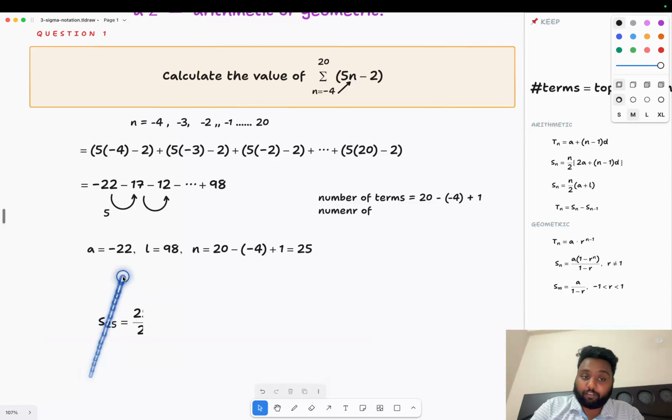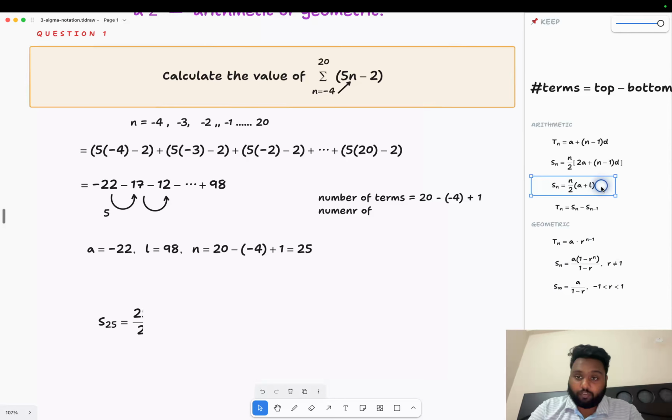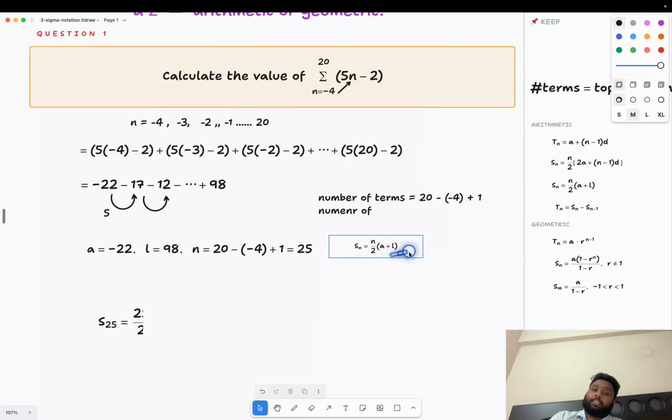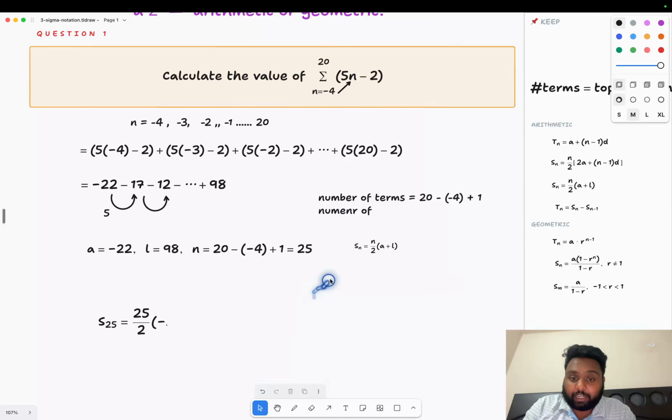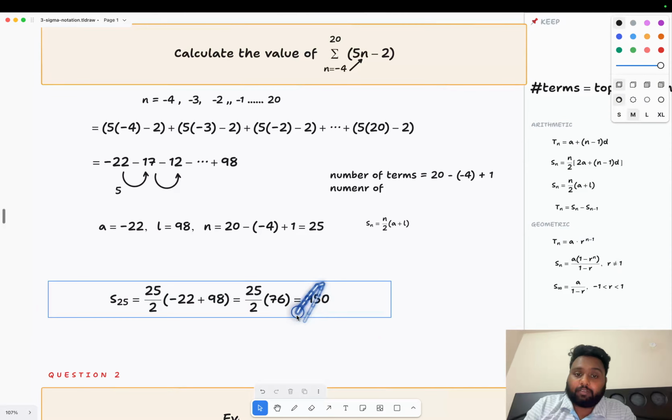Then S of 25. Now we know this formula. We know the value of a, we know the value of l, and we know the value of d, which is 5. But we don't even need the value of d because we are going to use the formula where we don't need d. If you remember, this formula represents the sum of an arithmetic series when the last term is given to us. So we can directly substitute. The number of terms is 25, so 25 by 2, times a, which is minus 22, plus 98, which gives us 76. Then we can find the sum directly, which is 950.